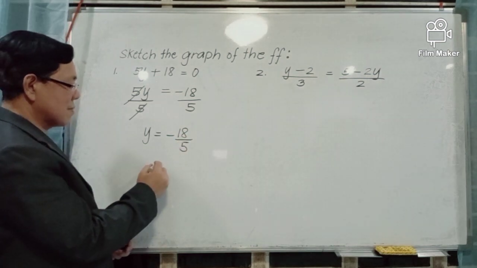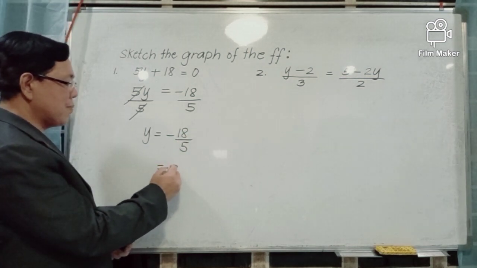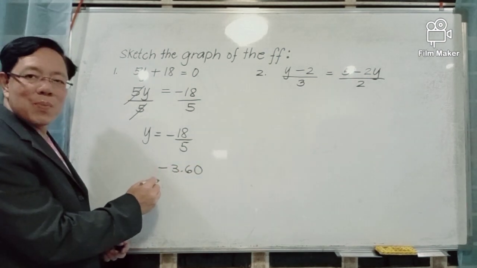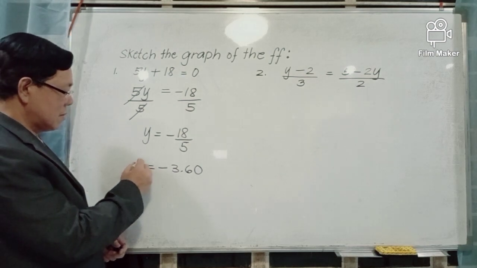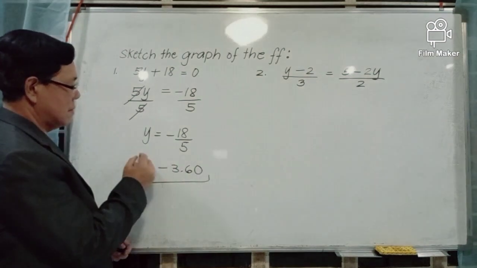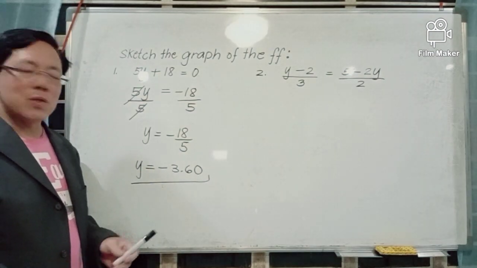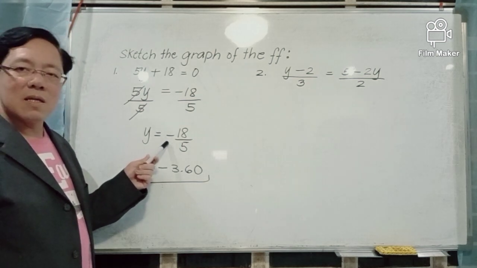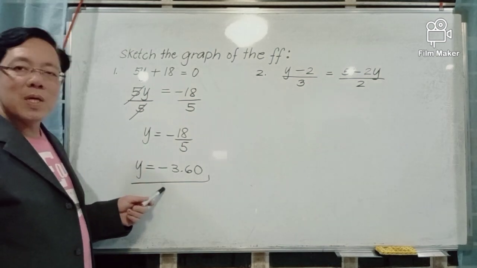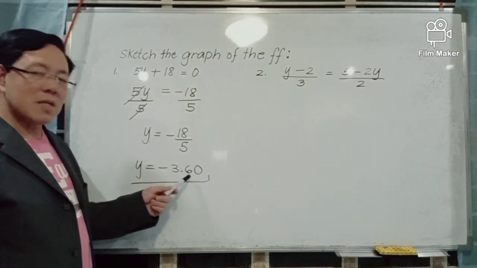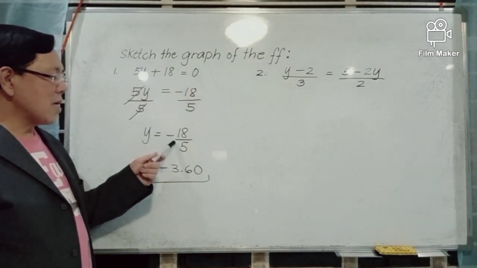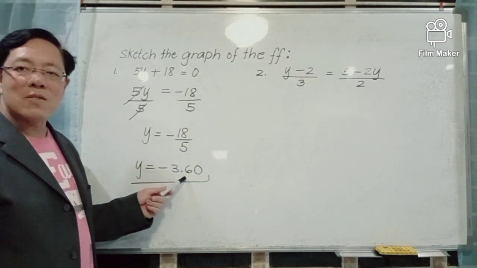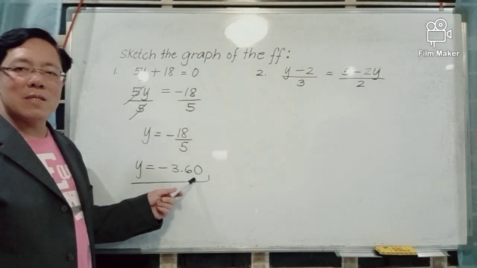Or this is equal to negative 3.60. You may give your solution as a fraction. Specifically, this is an improper fraction. Or you may give your solution to 2 decimal places. When you divide 18 by 5, the quotient is 3.6. But we want the answer to 2 decimal places, so we added 0.